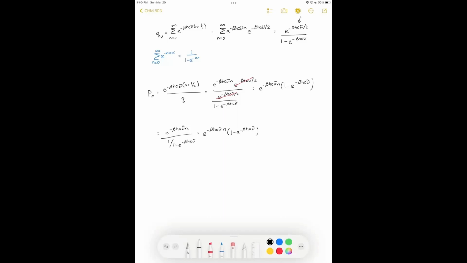For polyatomic molecules with multiple vibrational degrees of freedom, the total vibrational partition function is simply the product of all of the individual partition functions. So we can write that q_V total is equal to our capital pi that we've become familiar with now, from i equals 1 to 3N minus 6, or 5 if it's linear, of all the individual degrees of freedom there.